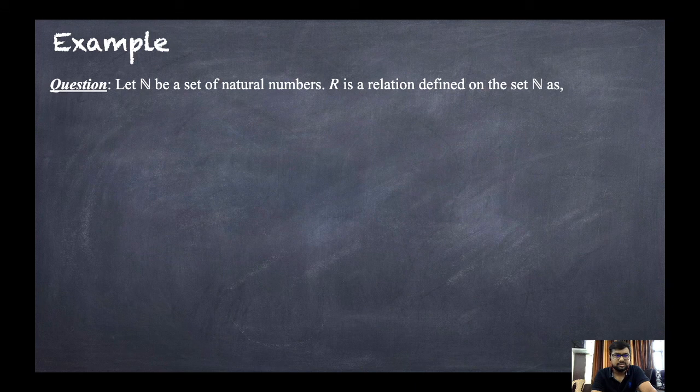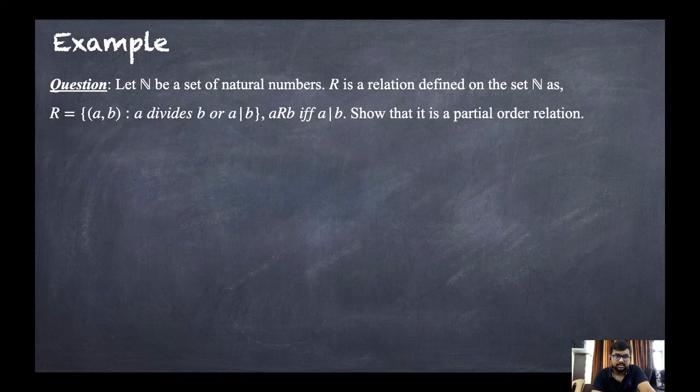The question is, let capital N be the set of natural numbers and R is a relation defined on the set N as R is the set of all (A, B) such that A divides B, or we can say that B is divisible by A. A is related to B if and only if A divides B. Then show that it is a partial order relation. So obviously we need to just check all those three conditions.